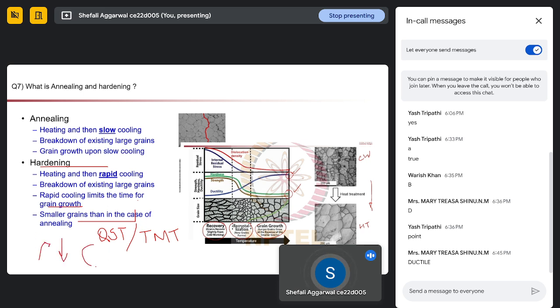So that's why we have this kind of structure, which is softer inside and hardened outside because of the rapid cooling. However, if we cool it slowly, then the complete material will be made of ferrite, or the complete material will have a similar kind of composition because of the slow cooling. So that is what annealing and hardening are.